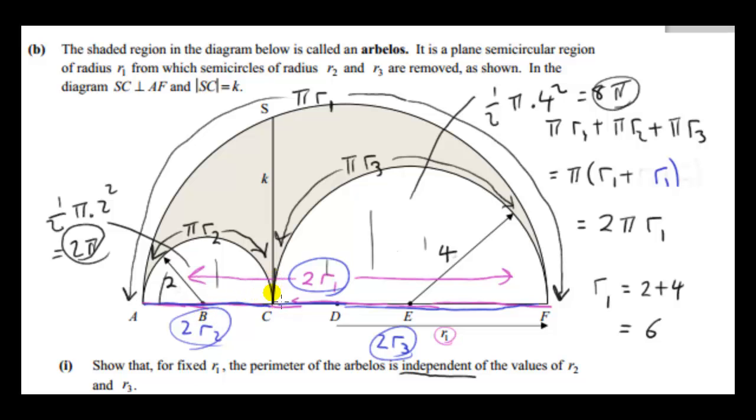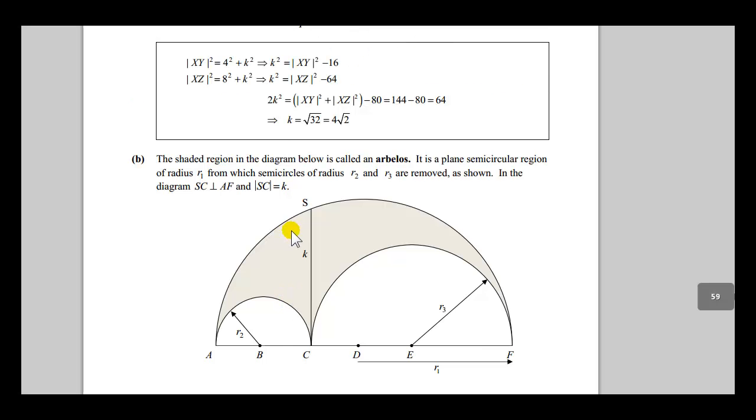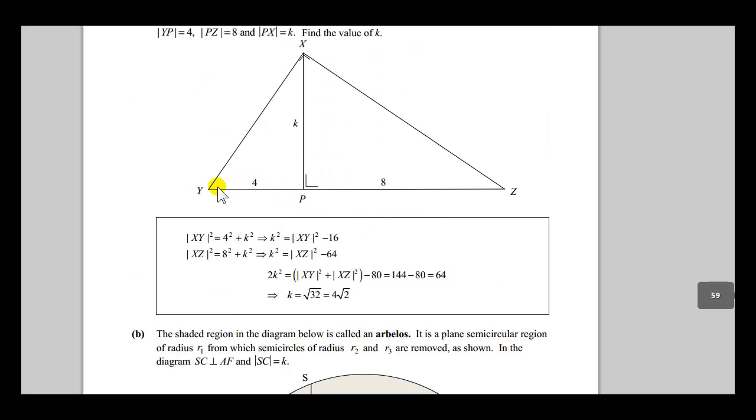Next we want the area of the circle whose diameter is k. Now, this distance is 4, 2 and 2, and this distance is 8, 4 and 4. What is k? We can find that by actually referring back to the first part of the question. We have a very similar situation.